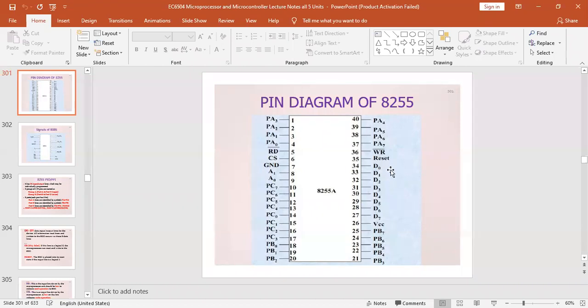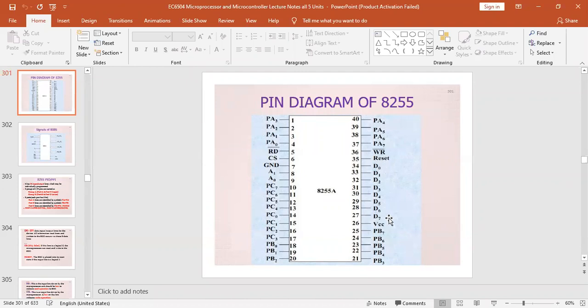Whatever points you write for the pin diagram in 8086, the same points you can write here for WR bar, reset, ground, CS bar, RD bar. And now we are going to see the function of each port, that is port A, port B, port C, and the data lines.